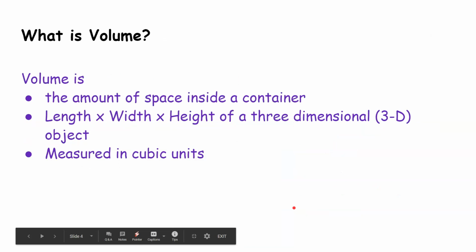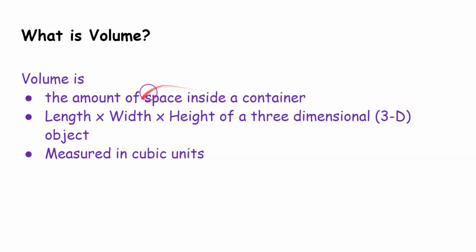Let's continue to explore. What is volume? Volume is the amount of space inside a container. Volume is length times width times height of a three-dimensional object. Or 3D, you always hear about 3D. The D is for dimensions. Those dimensions would be the length, how long the object is, the width, how wide it is, and the height, how tall or high off the ground the object is. And volume is measured in cubic units.